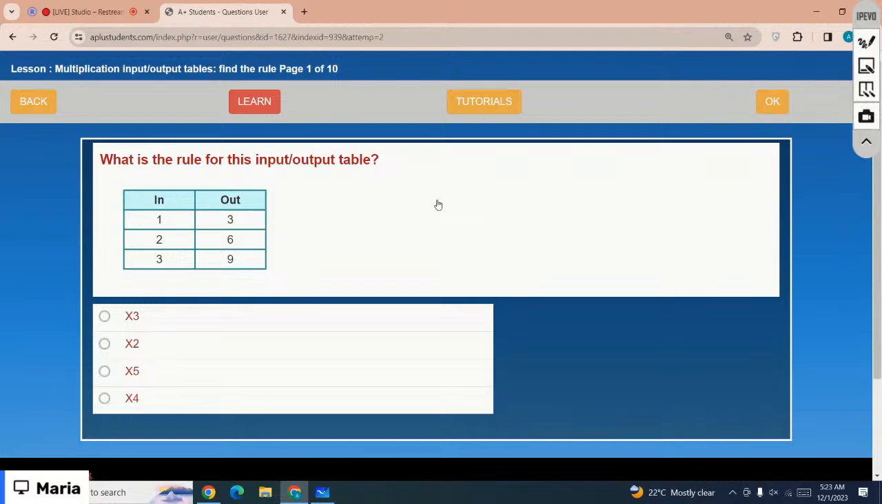Okay, what is the rule for this input output table? Which is the correct option? The input values are 1, 2, and 3. The output values are 3, 6, and 9. So, what number is multiplied with each input value to get the output value? Which is the correct option?